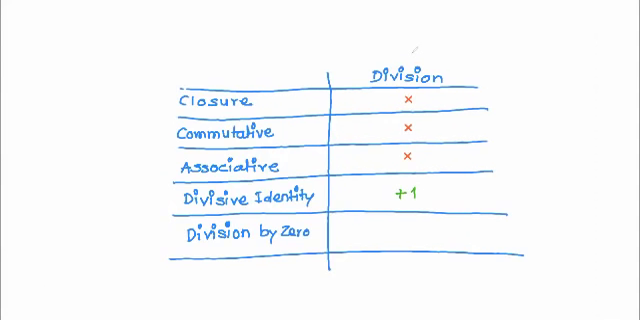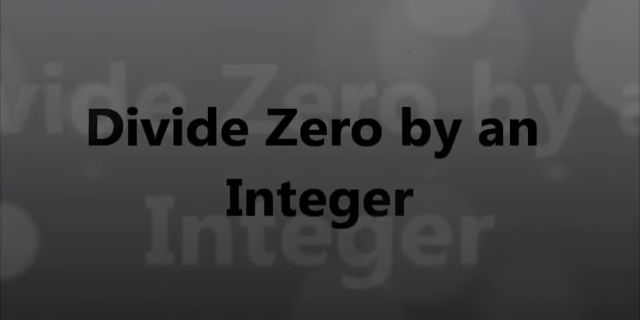Let's update our chart. Division by 0 is not defined. Let's see what happens when we divide 0 by any number.